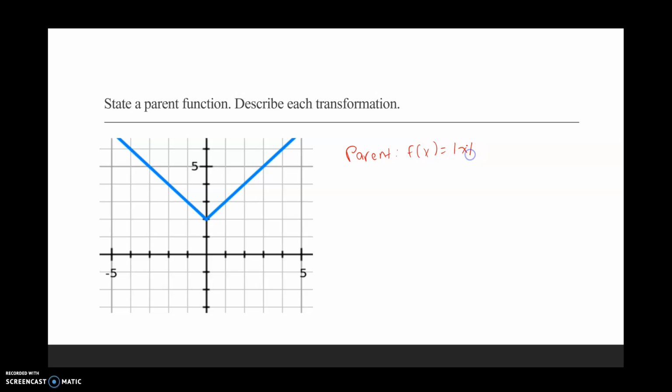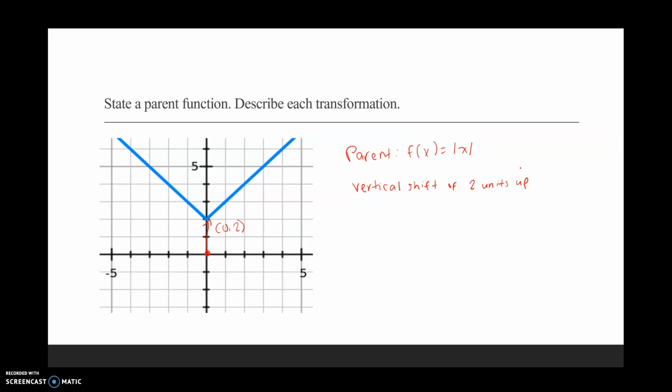It's the absolute value of x. Okay, and then what else happened here? So remember that vertex on the parent function should have been at 0, 0. I see it's up here at 0, 2. So this indicates to us that we had a vertical shift of 2 units up, or up 2 units, however you want to say that.